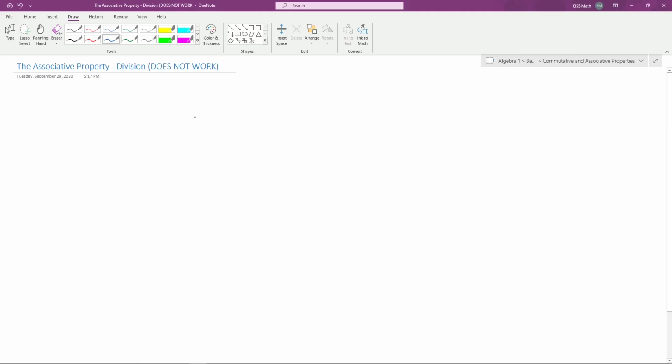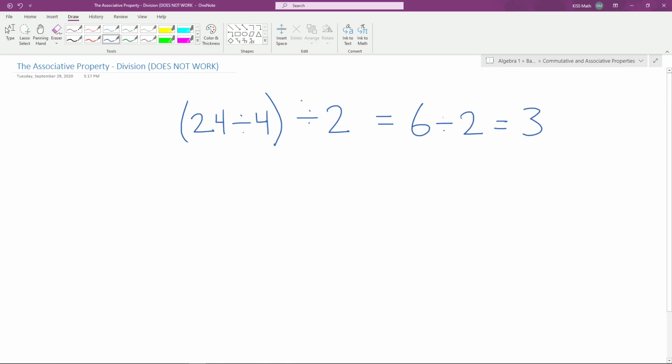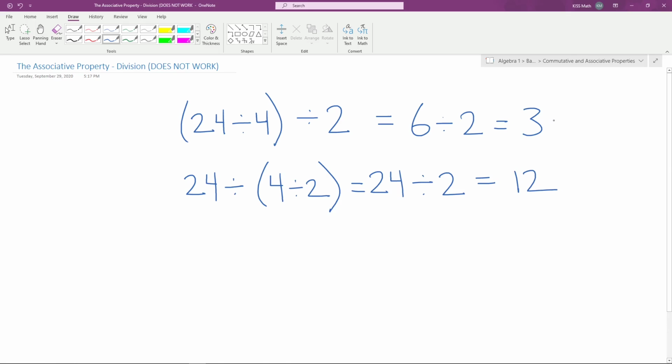And lastly, for division, if we had something like 24 divided by 4 divided by 2. This would be 24 divided by 4 is 6. Divided by 2 would be 3. Now if the parentheses were over here, so 24 divided by parentheses 4 divided by 2, this would be the same as 24 divided by 4 divided by 2 is 2, and so we would get 12, which is a different answer than 3.